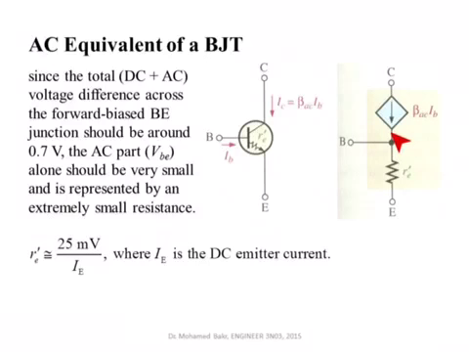It's a current source that depends on another current. It's a current flowing from the collector to the emitter whose value depends on the small current flowing into the base. And there is a small resistance here. We can calculate this resistance from the DC values, from the value of IE at DC.